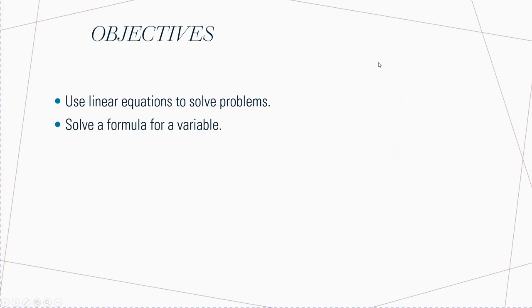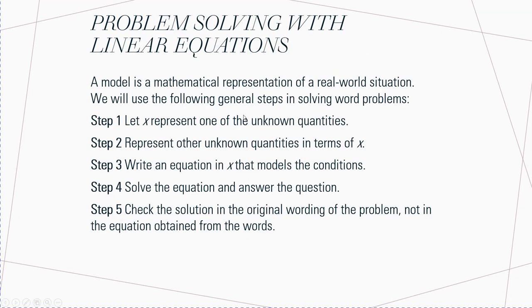All right, so we're going to go through two objectives here. We're going to use linear equations to solve problems, so this is just these word problems. And then the final thing we're going to do is solve for a variable in a formula. I'm going to have two examples picked out at the end, and they're really straightforward. You're just going to take a linear equation and isolate one of the variables. Okay, so here's going to be our strategy for problem solving with linear equations.